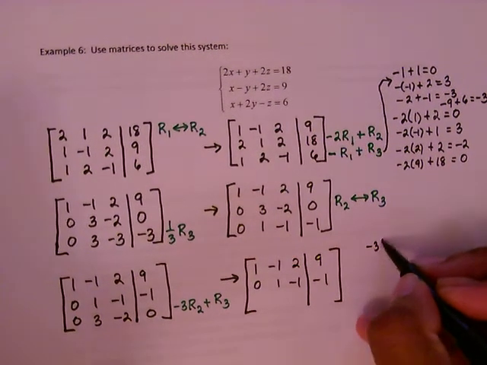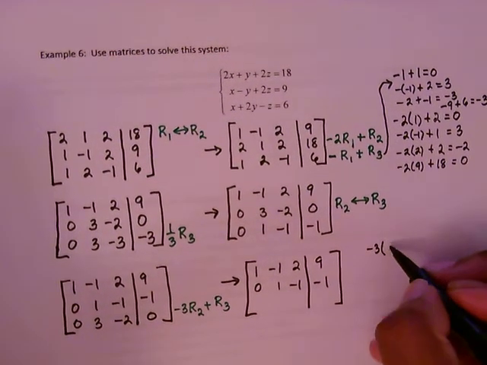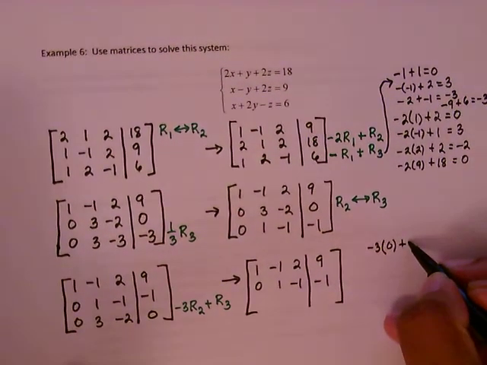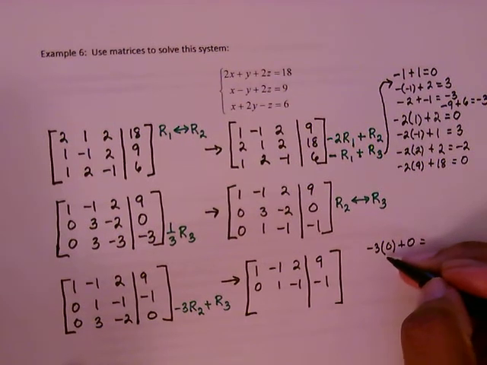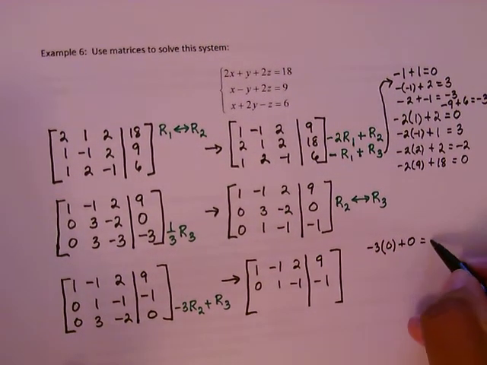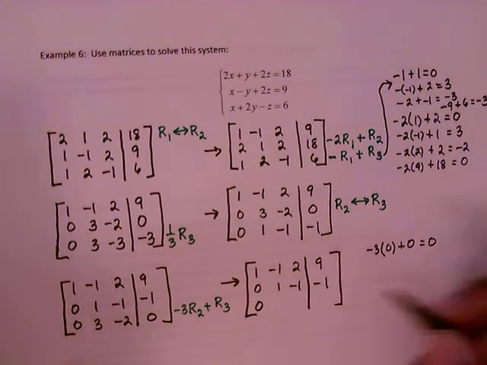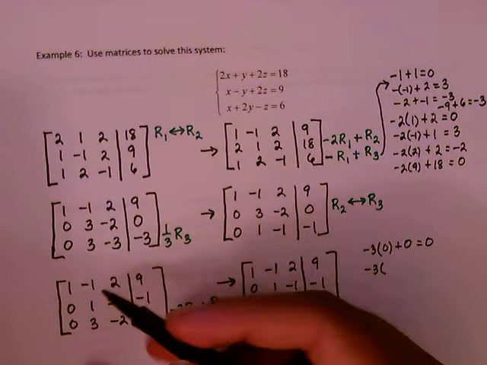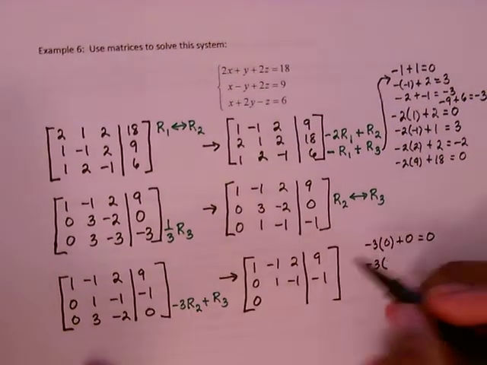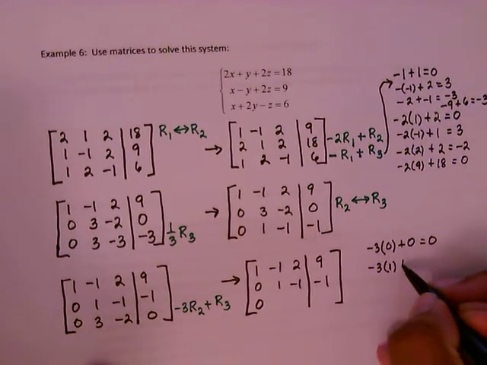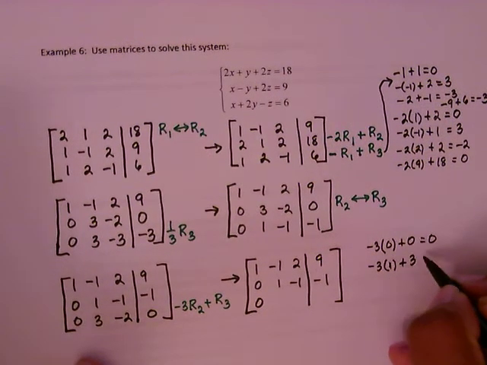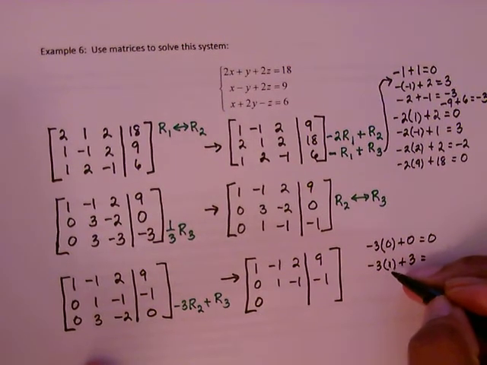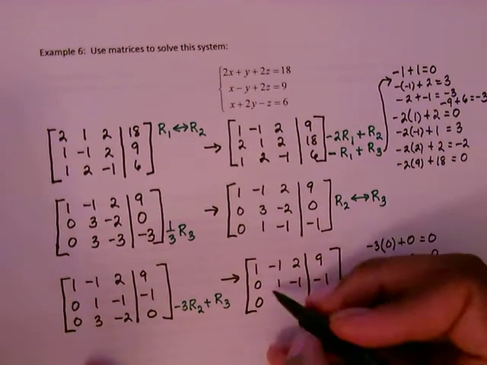So starting with negative 3 times the element in row 2, which is 0, add that to the corresponding element in row 3. Negative 3 times 0 is 0. 0 plus 0 is 0, so we'll put the 0 there. And then next will be negative 3 times this element in row 2, which is 1, added to the corresponding element, which is 3. Negative 3 times 1 is negative 3. Negative 3 plus 3 is 0.